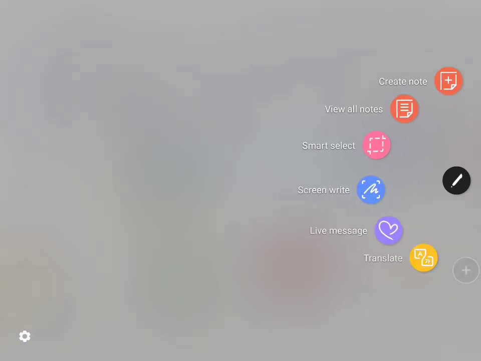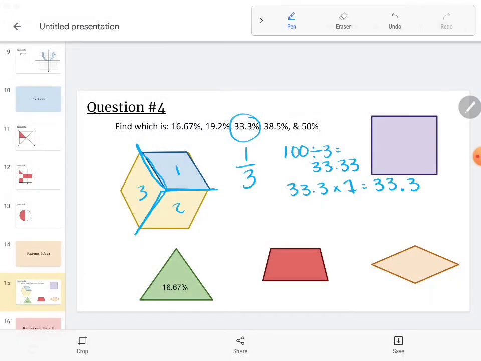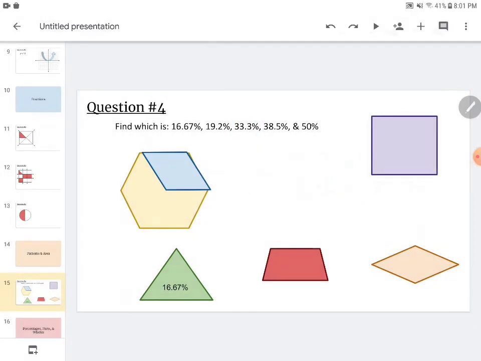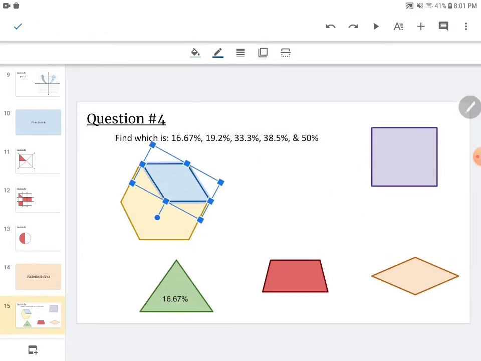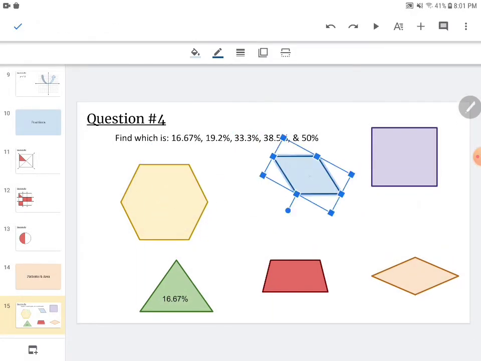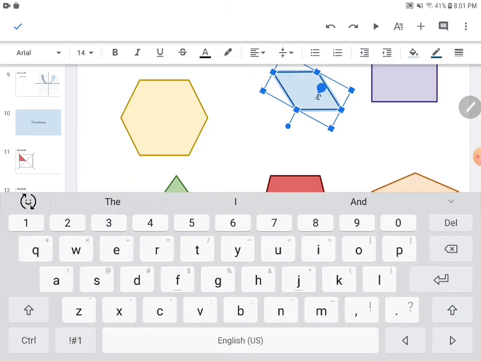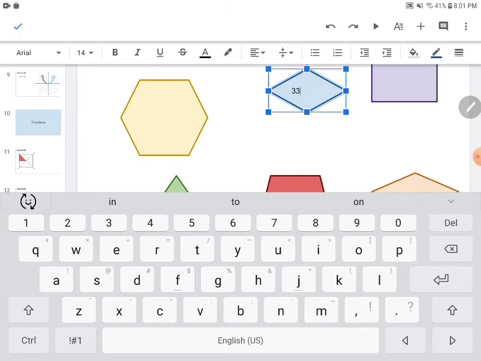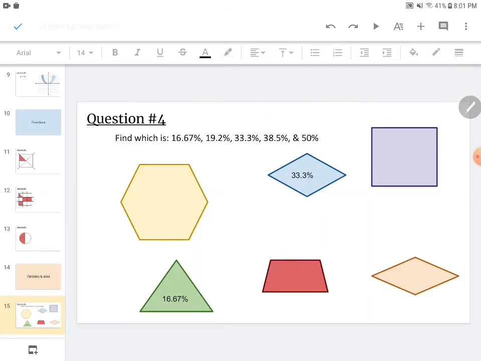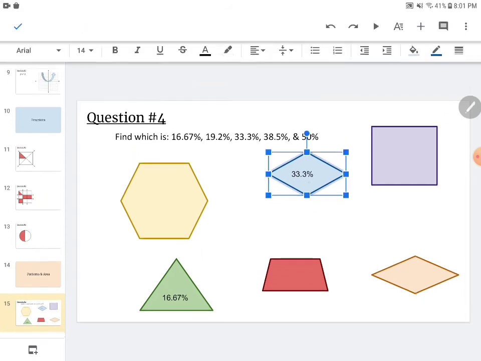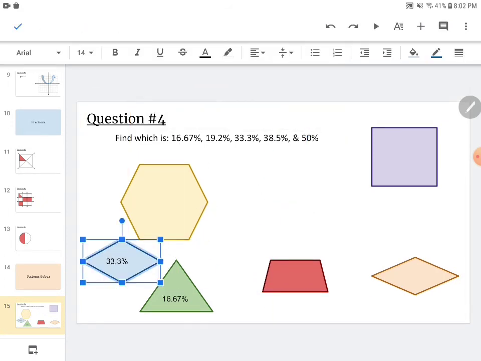Now again, let me get that off of there. We know that this takes up 33.33%, so we're just going to type in 33.3%. Ooh, my shapes are everywhere. So now we know what area that one takes up.